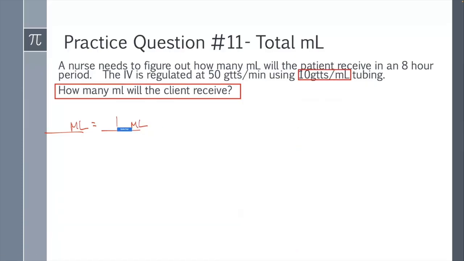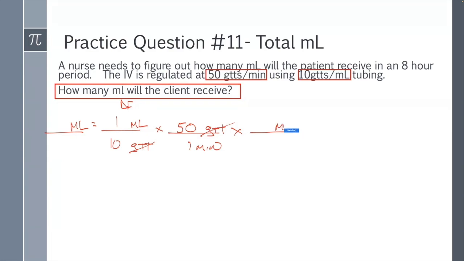We have 1 ml for every 10 drops. That's our tubing, so drop factor. Move our drops up because we just need milliliters. There's our drip rate right there, 50 drops for every 1 minute. I don't need milliliters per minute. I just simply need milliliters. So we have to find a way to get rid of these.